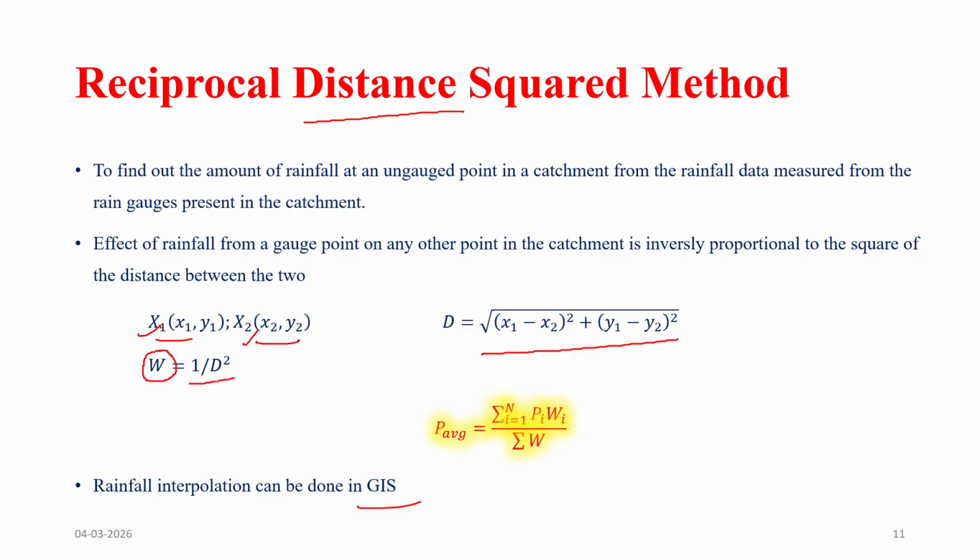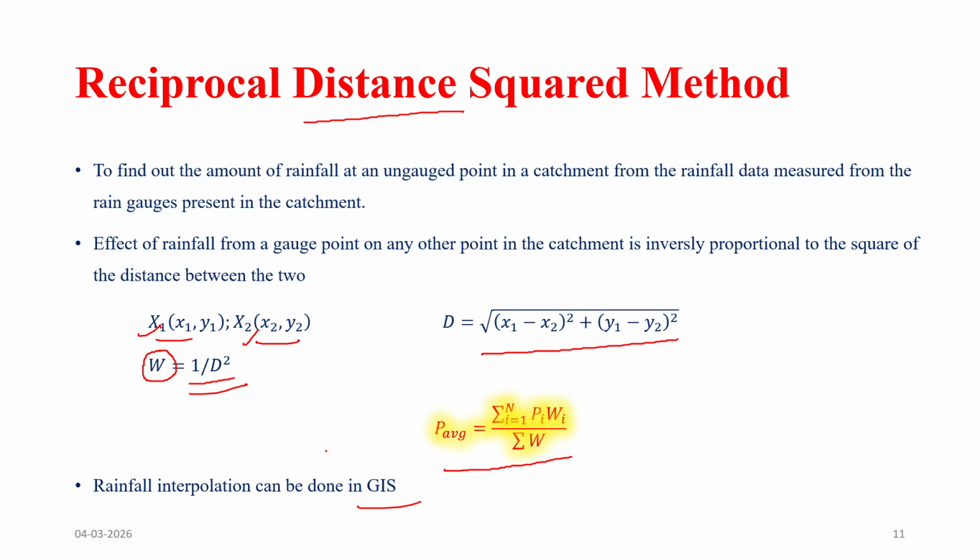It means the influence of a gauge decreases with distance. Specifically, it is inversely proportional to the square of the distance. So closer gauges have much more weight than distant ones. And P average, that is the average precipitation, can be found by the formula: summation of Pi Wi, where i equals 1 to n, divided by summation of W.